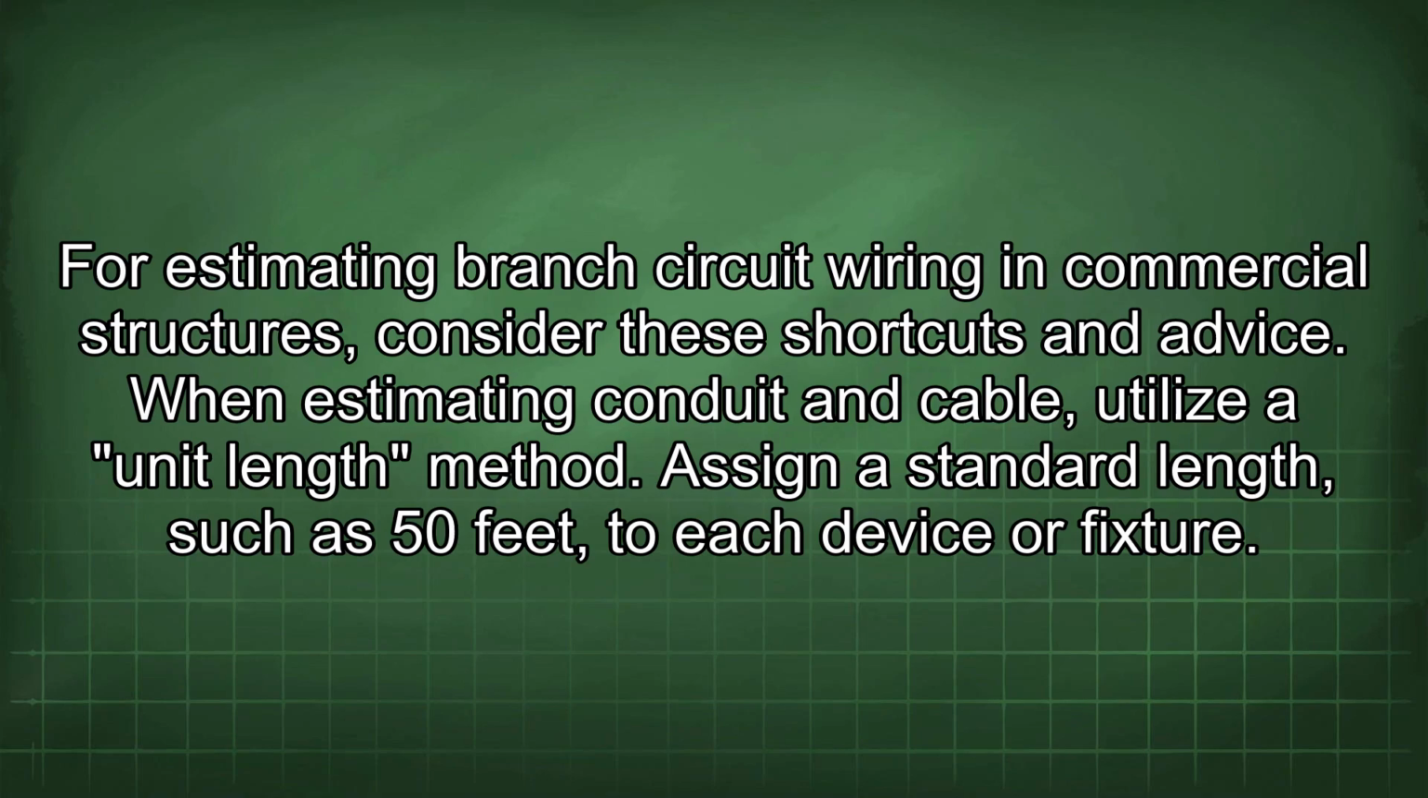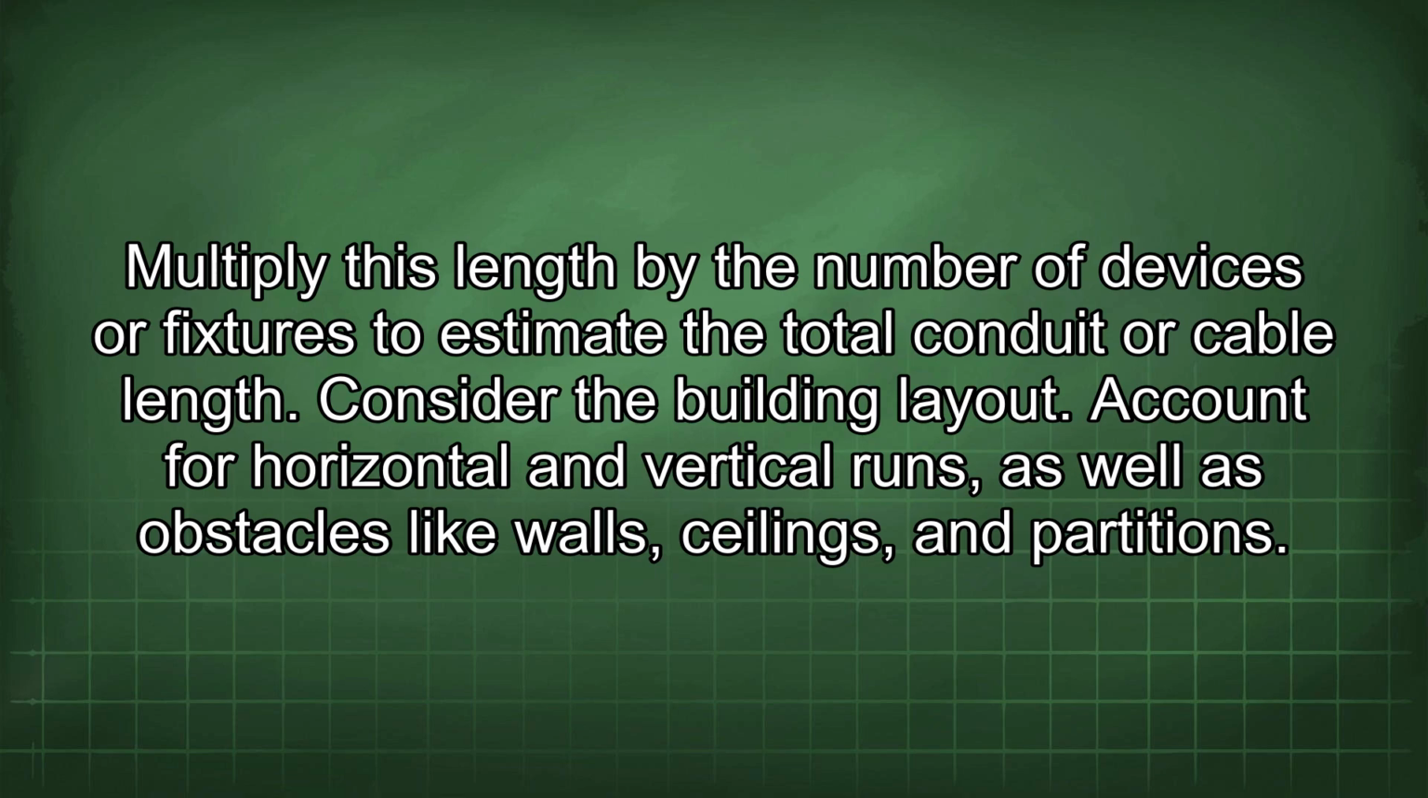For estimating branch circuit wiring in commercial structures, consider these shortcuts and advice. When estimating conduit and cable, utilize a unit length method. Assign a standard length, such as 50 feet, to each device or fixture. Multiply this length by the number of devices or fixtures to estimate the total conduit or cable length.